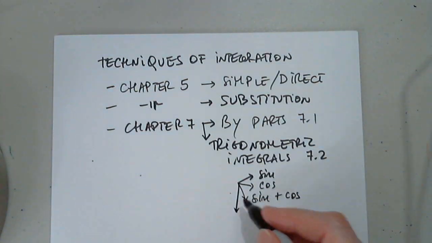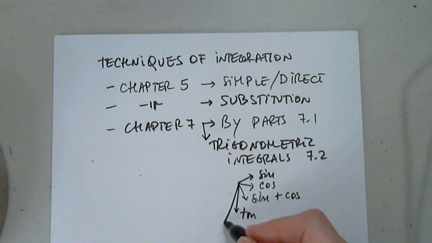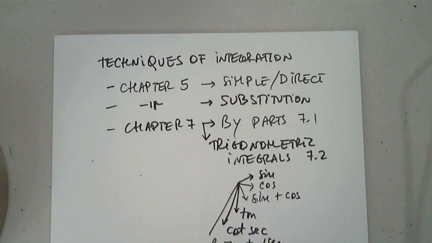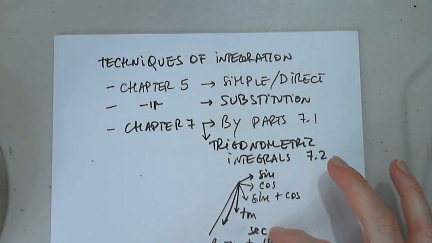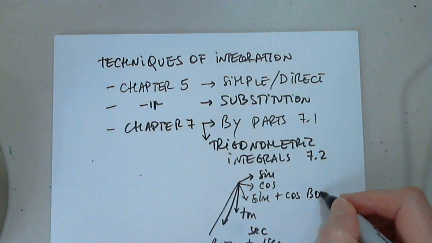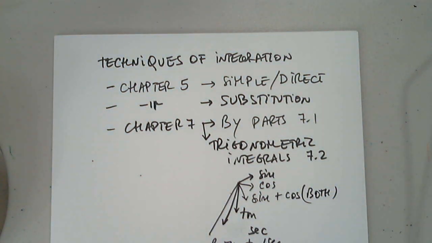We also saw tangent only, or only cotangent. Sorry, not cotangent, but secant. Or both. Tangent, secant. So combinations or powers of tangent, powers of cotangent, or both. And again, here, sine and cosine, I'll say for consistency, the same thing, both.